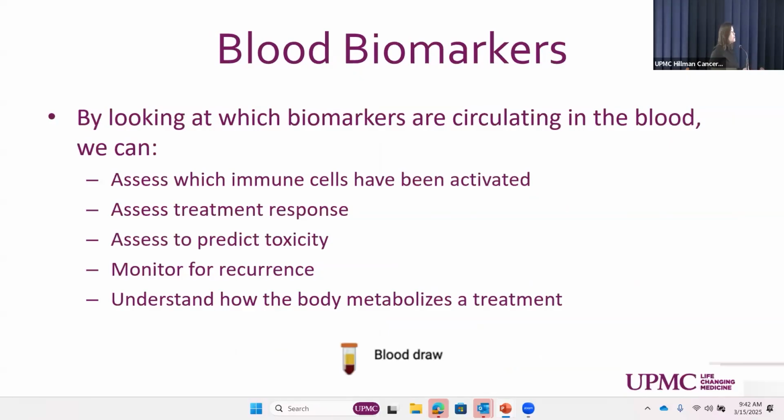We also have blood biomarkers. So by looking at the blood biomarkers that are circulating in the blood, we can also assess similar things about which immune cells have been activated. So going back to the TIL, we want to see those T lymphocyte cells. If they're in the blood, we can assess response to treatment, predict toxicity. So we want to make sure we know what kind of toxicities a patient might have, monitor for recurrence, and then really just understand how the body metabolizes a treatment, so how well it will work, what it's actually doing. And of course, blood biomarkers are coming from blood draws.